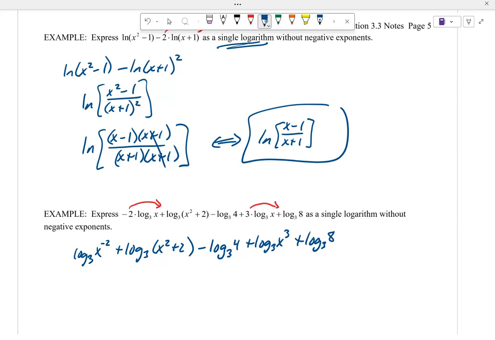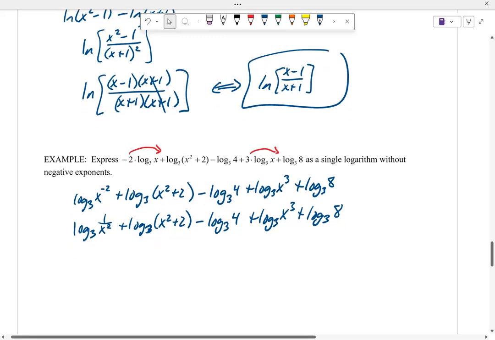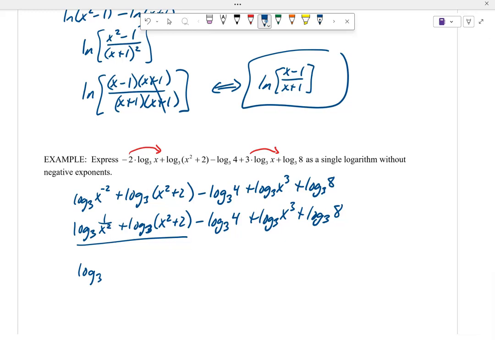I'm going to write that log base 3 of x to the negative 2 as log base 3 of 1 over x squared. Now notice I got a plus on those, so I'm going to multiply. Log base 3, I got 1 over x squared times x squared plus 2. So that's x squared plus 2 all over x squared. I multiplied those. We'll just take it one by one here.